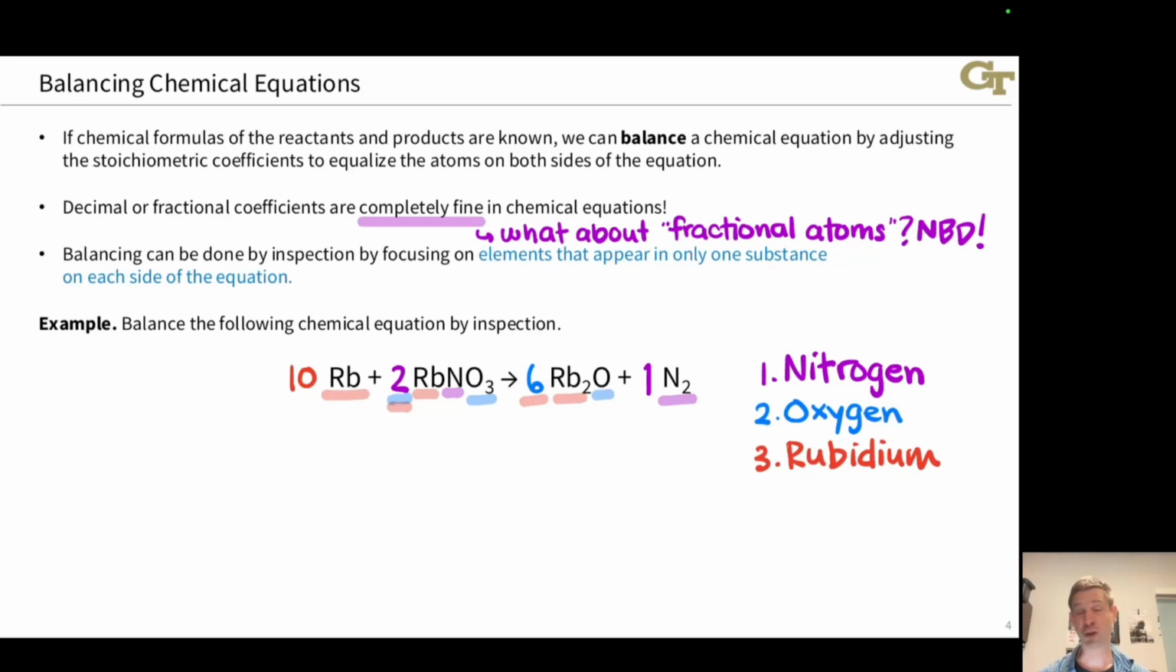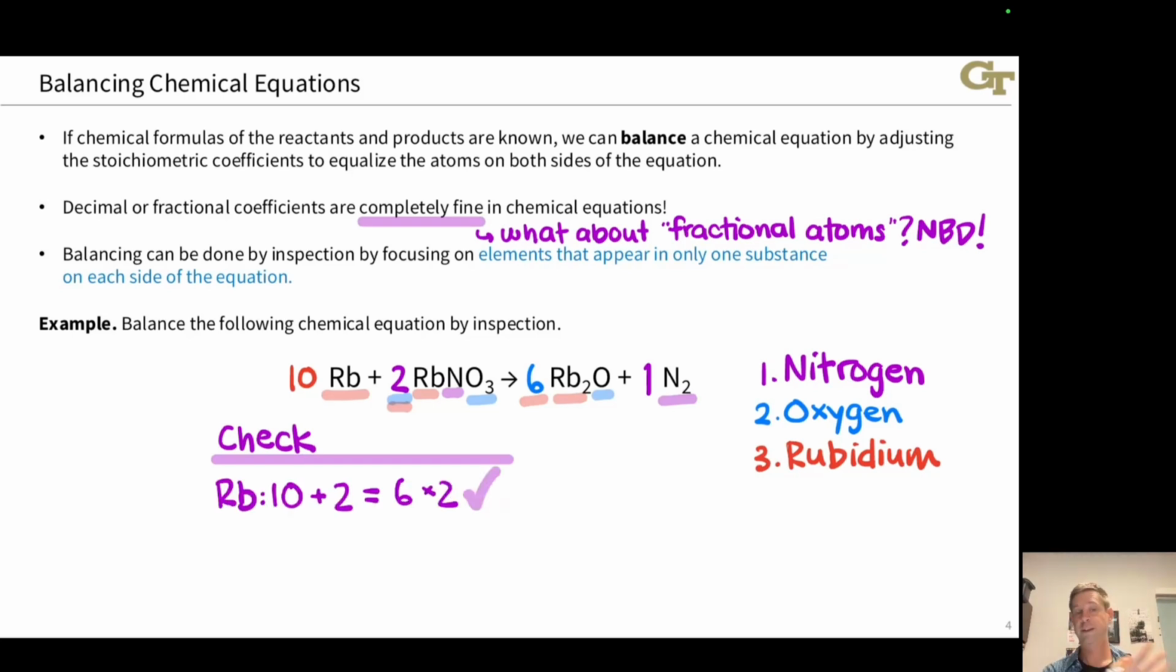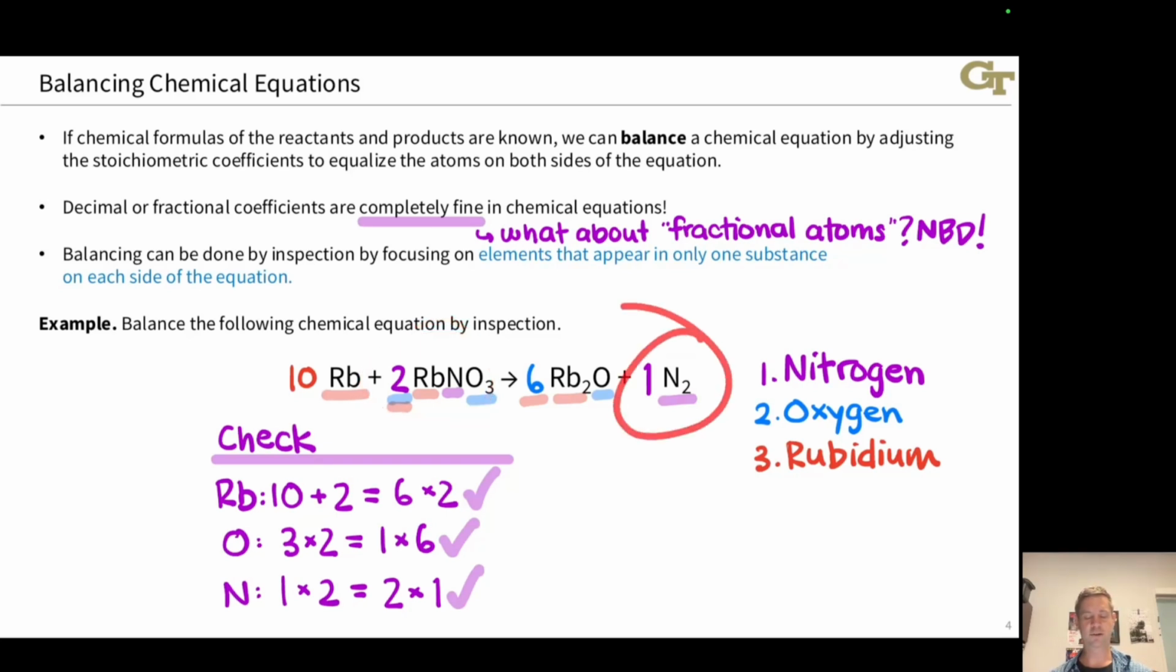It's a good idea here to check your work before you just power through. Let's make sure that we're actually balanced, applying that process we saw on the last slide to count the numbers of each type of atom on both sides of the chemical equation. So rubidium, 10 on the left, plus 2 here, so a total of 12 on the left. On the right, we've got 6 times 2, that's 12 equals 12. Rubidium is balanced. Oxygen, we have 6 on the left, 3 times 2, and 6 on the right, 6 times 1, or 1 times 6 as the slide says, 6 equals 6. Oxygen is balanced. Then with nitrogen, we've got 2 on the left, we've got 2 on the right, and nitrogen is balanced, and we're good to go.